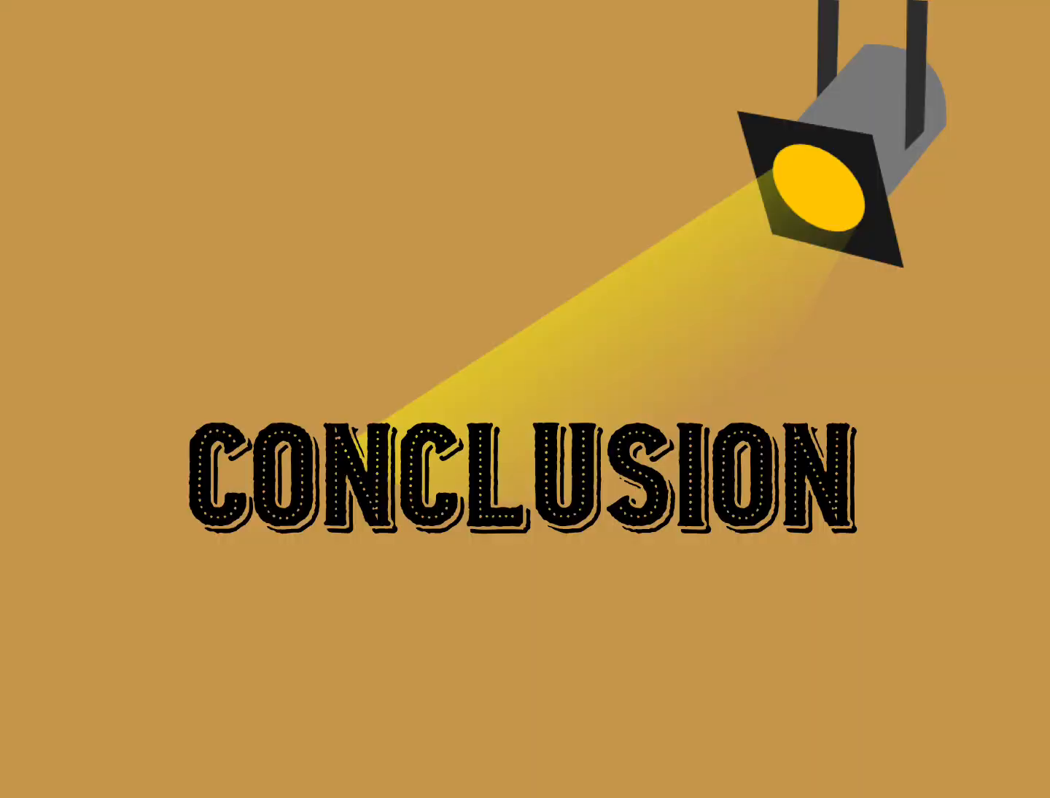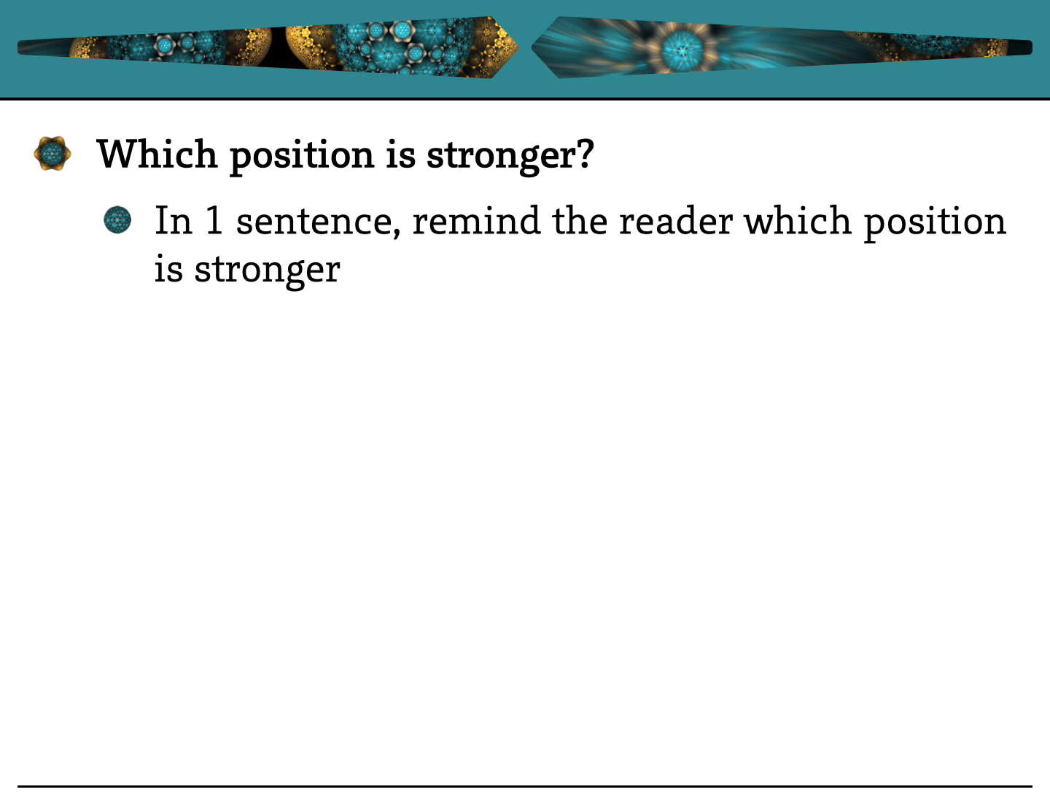Finally, you wrap things up with your conclusion. Your conclusion is a review of what you just told the reader. It's kind of like you're grabbing hold of the reader and going, all right, listen, let's go back over what I just told you. So you're going to say which position is stronger. In 1 sentence, remind the reader which position is the stronger one. You can literally rewrite basically the exact same sentence that you wrote earlier in your introduction, just reword it a tiny bit.